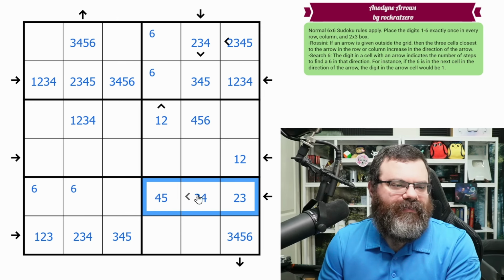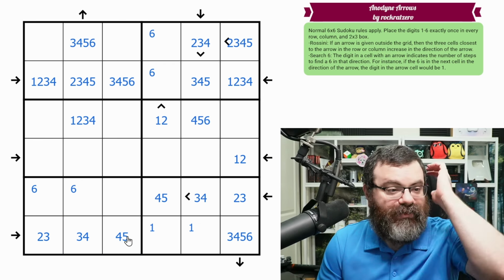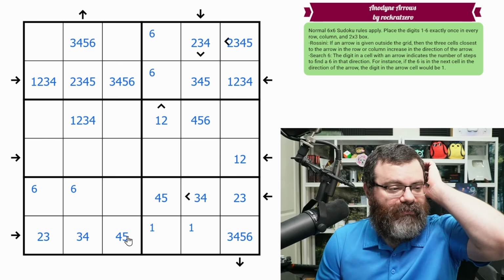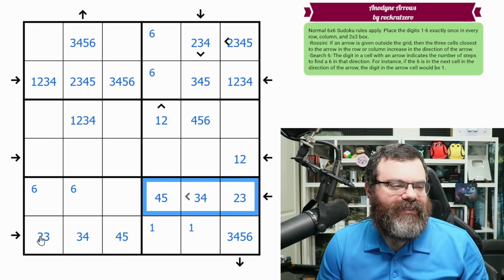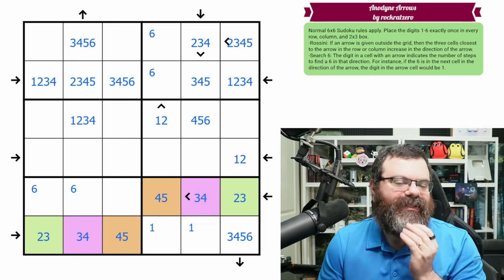Interesting. So there's no 1 up here. 1 is in one of these two. So this can't be a 1, making that not a 2, making that not a 3. You know what? This increases this way. This increases this way. These are the same digits. This is like the green digit. This is the purple digit. This is the orange digit. Increasing in that order.